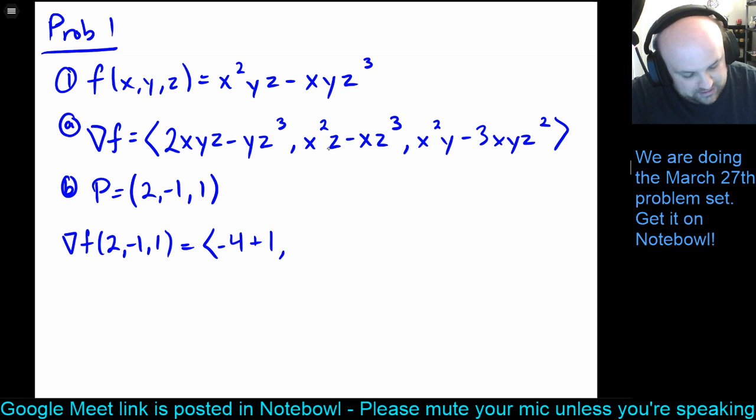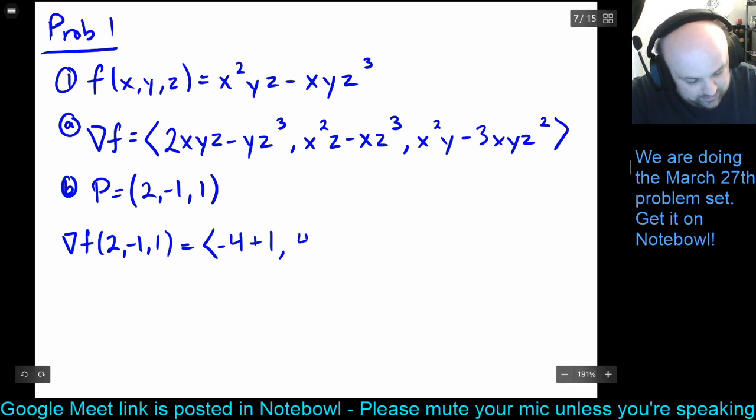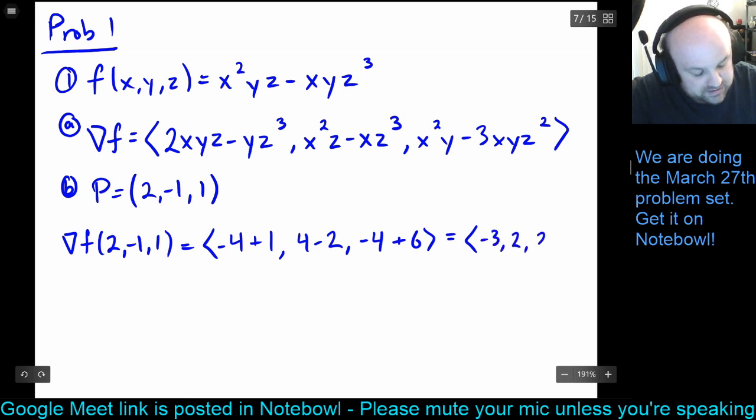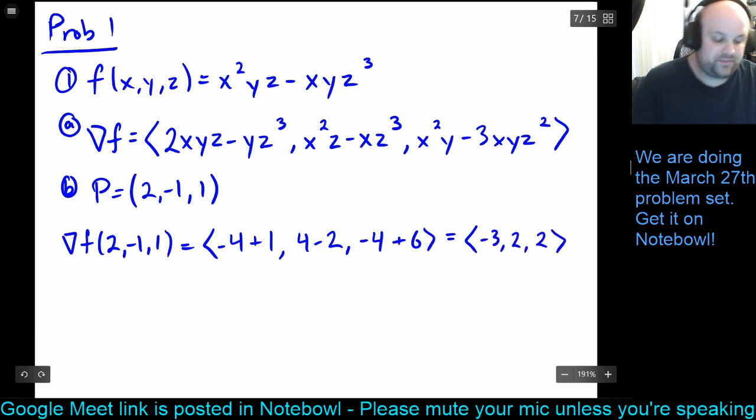Thought that felt wrong. Let's see. Plug these numbers into here, 2 and 1. So we're going to get 4 minus 2. And plug those numbers in here, we're going to get -4 plus 6. Right? And so this gradient at (2, -1, 1) is just (-3, 2, 2). Right?